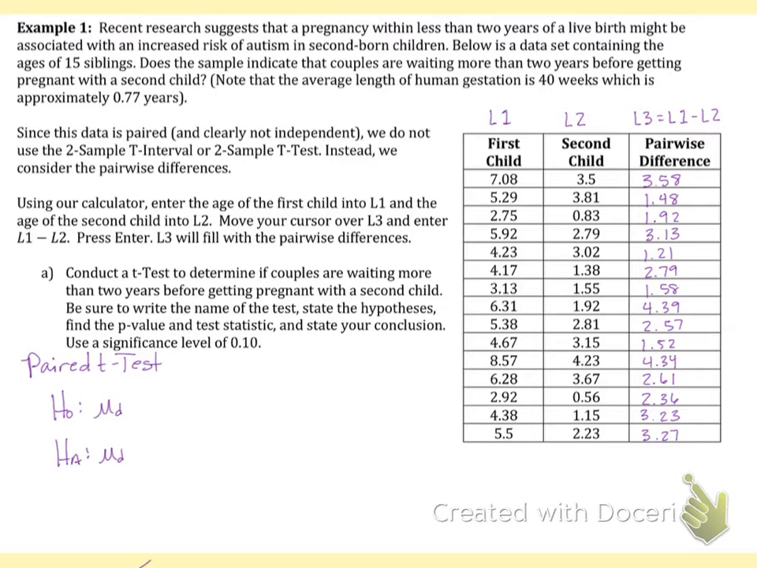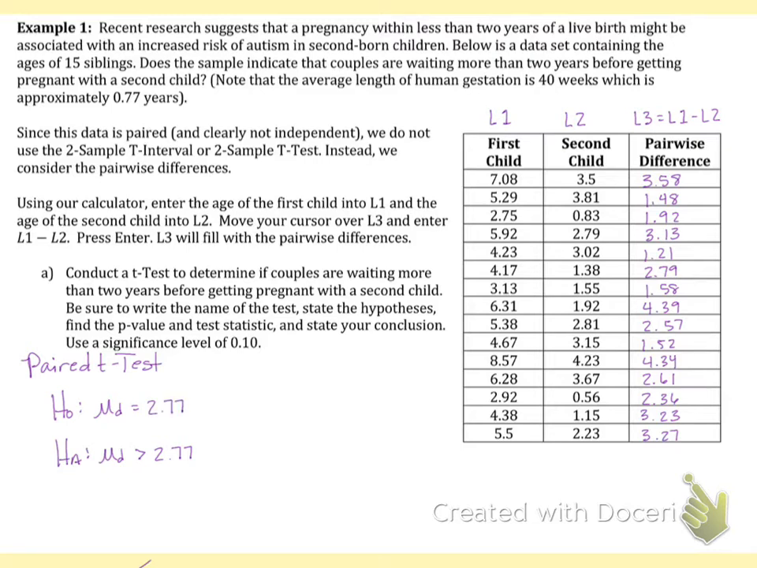So this is asking if couples are waiting more than 2 years before they get pregnant. And a pregnancy usually lasts about 0.77 years. So if parents are waiting more than 2 years, then the difference between the ages of the siblings should be more than 2.77. So that's the alternative hypothesis. And with our textbook, we always use equals for the null hypothesis.